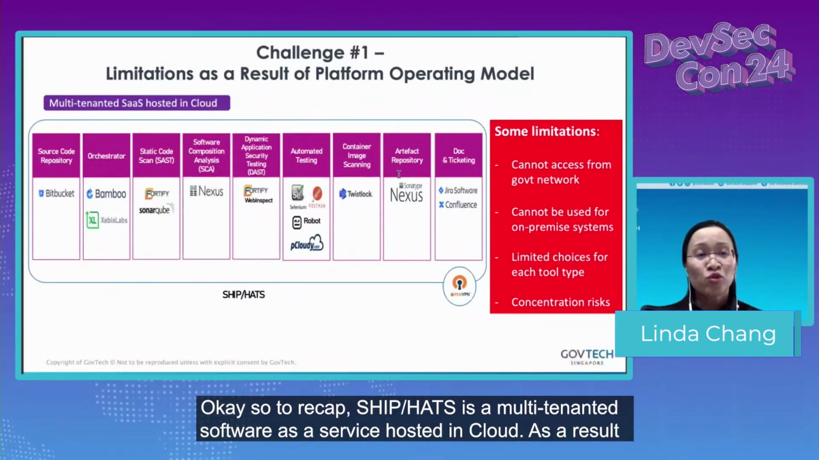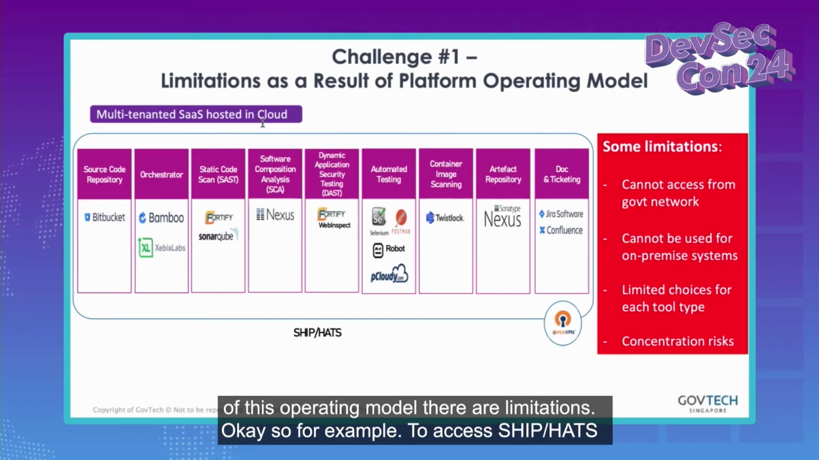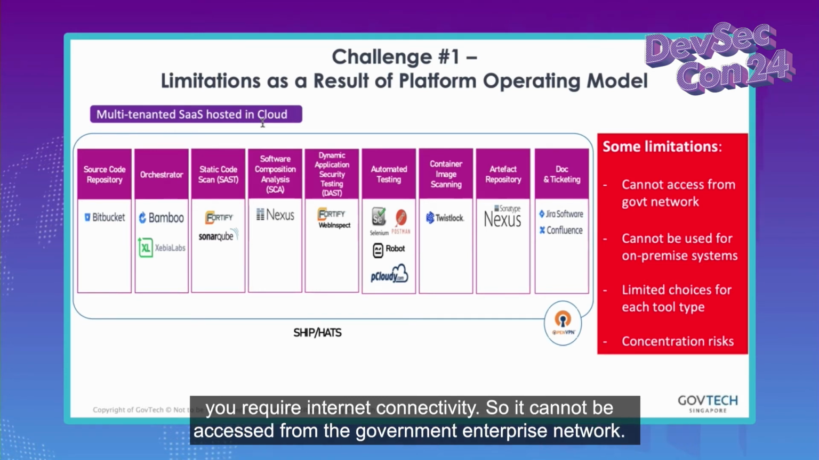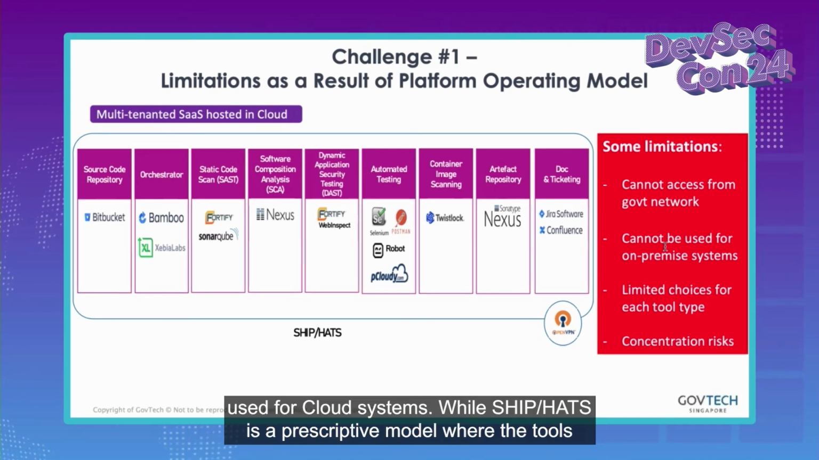Okay, so to recap, Ship Hats is a multi-tenanted software as a service hosted in the cloud. As a result of this operating model, there are limitations. For example, to access Ship Hats, you require internet connectivity, so it cannot be accessed from the government enterprise network. Due to classification reasons, it also cannot be used for on-premise systems, so it can only be used for cloud systems.